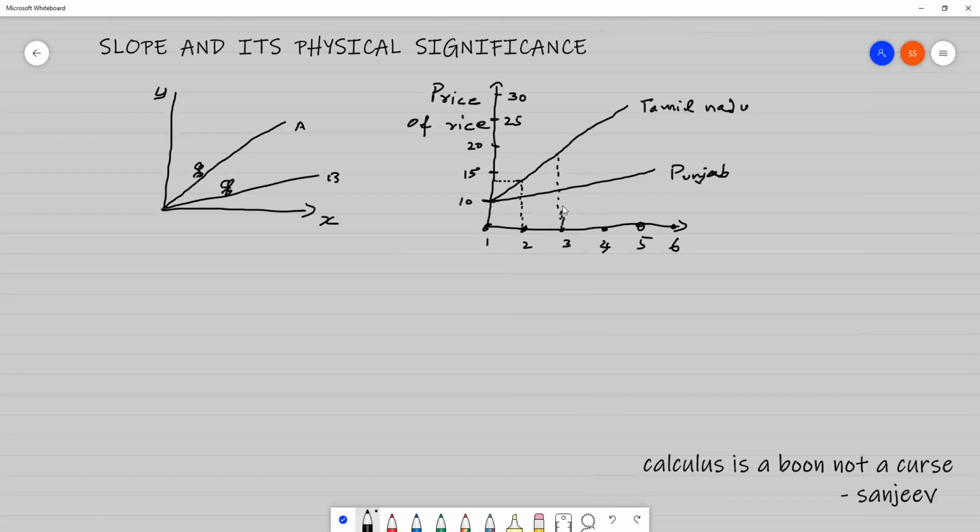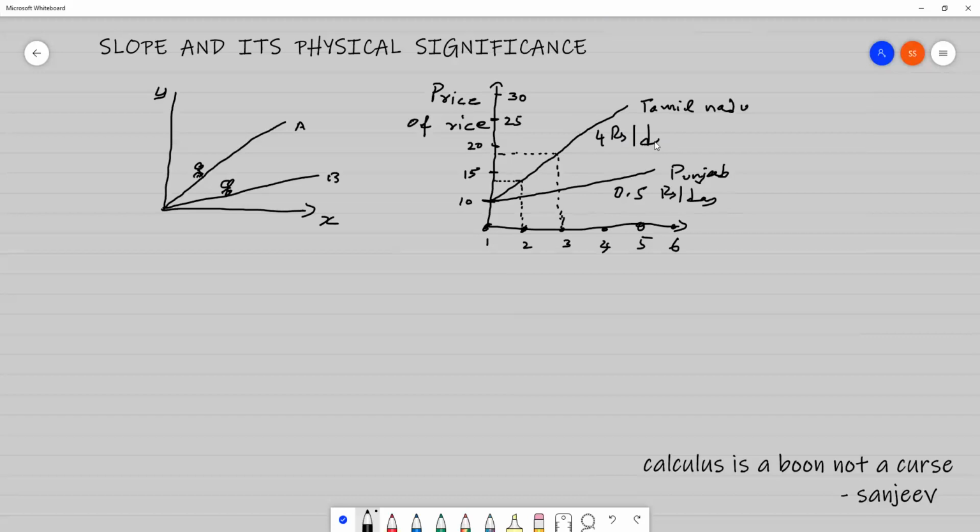On the third day, the price is approximately 17 rupees. So from 13 to 17, that is 4 rupees it increases. So in Tamil Nadu, in one day, the price increases by 4 rupees, whereas in Punjab, it increases by 0.5 rupees per day. And here it increases by 4 rupees per day.